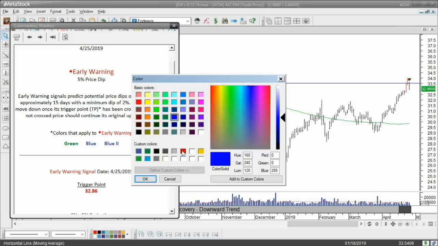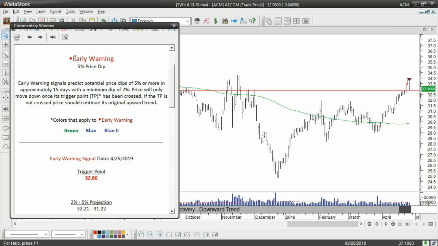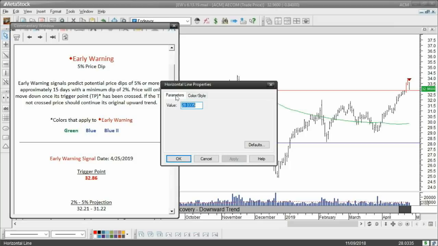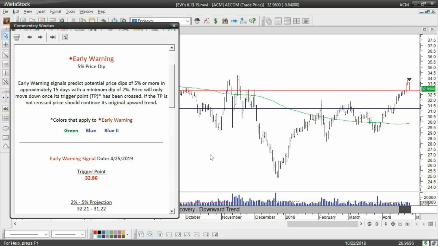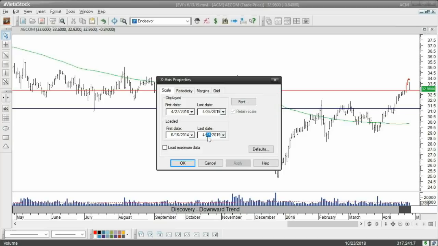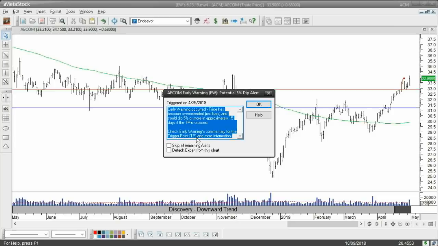Again, we'll make it red, because the early warning is red. Let's find out what our 5% projection is. 31.22. Okay. In this case, I'm gonna just save time. I'm not gonna do the 2%. Now we wanna move forward in time again. Like I said before, I'm pretty sure there's a weekend here. Let's try 4/30. Oh, there we go. All right, I'm gonna get rid of those remaining alerts.